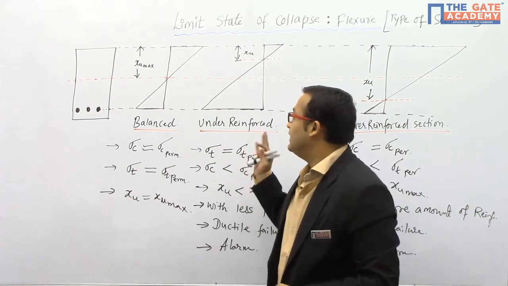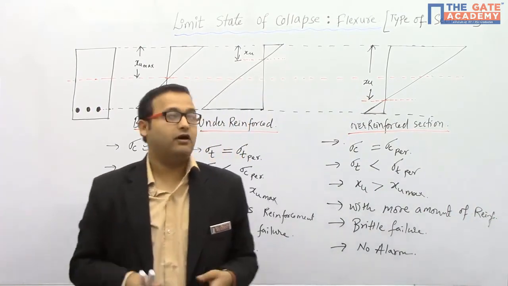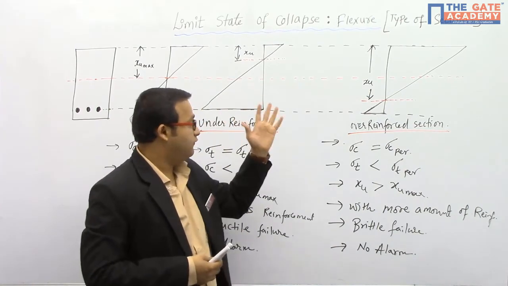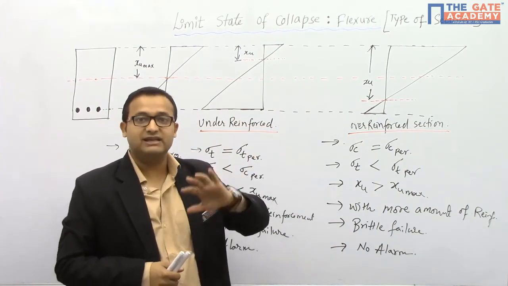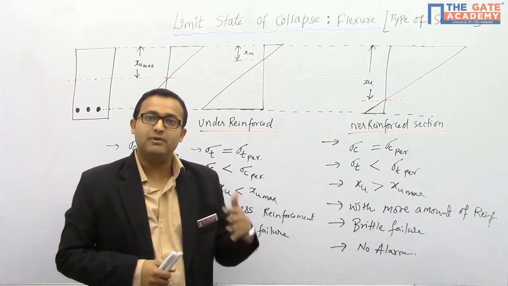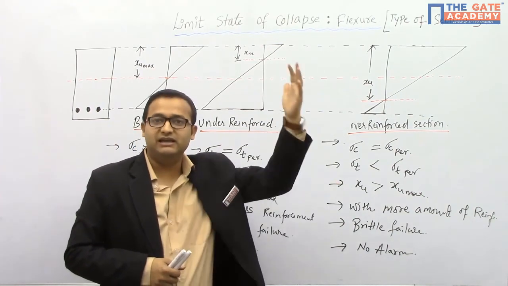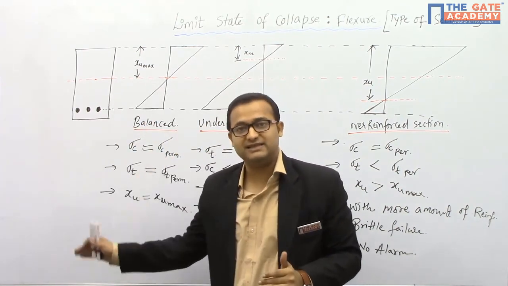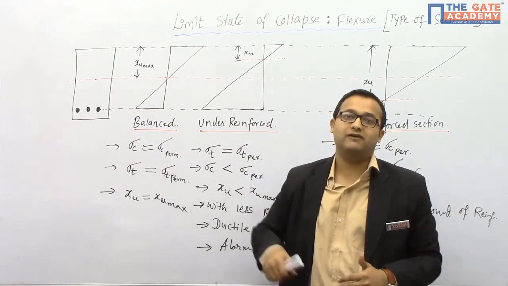So this is actually the complete picture of types of section in limit state of collapse in flexure. This is not only the case for singly reinforced beam. This is the case for singly reinforced beam, doubly reinforced beam, flanged beams, L, T, every type of beam. In every type of beam section, you will be finding balanced section, under reinforced section and over reinforced section.